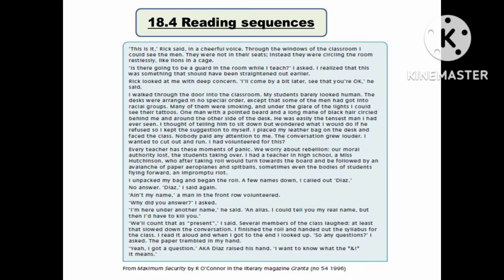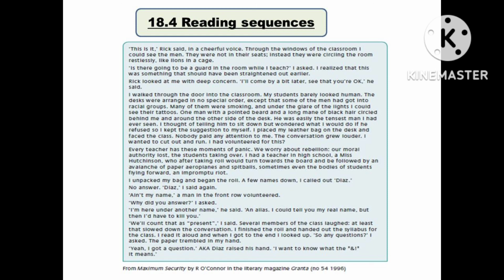So this is the passage. This is from Maximum Security by R. O'Connor in the literary magazine Granta, number 54 of 1996. So this is the passage.